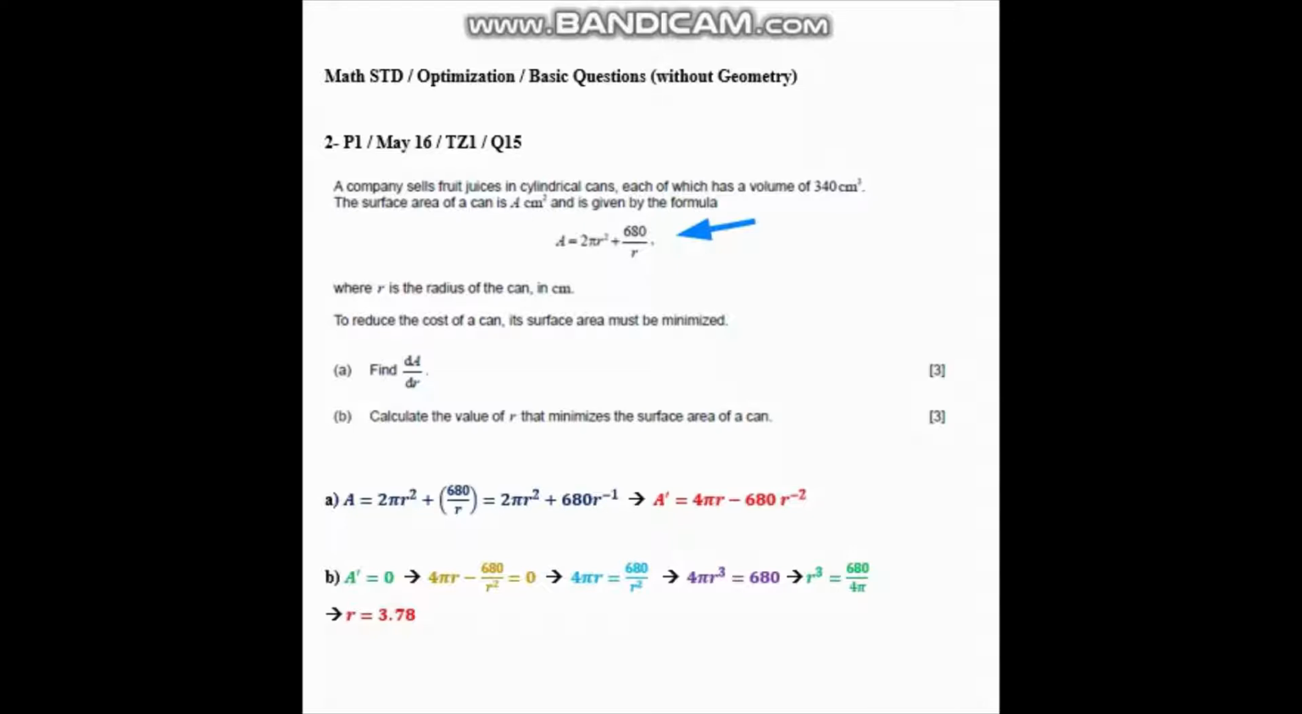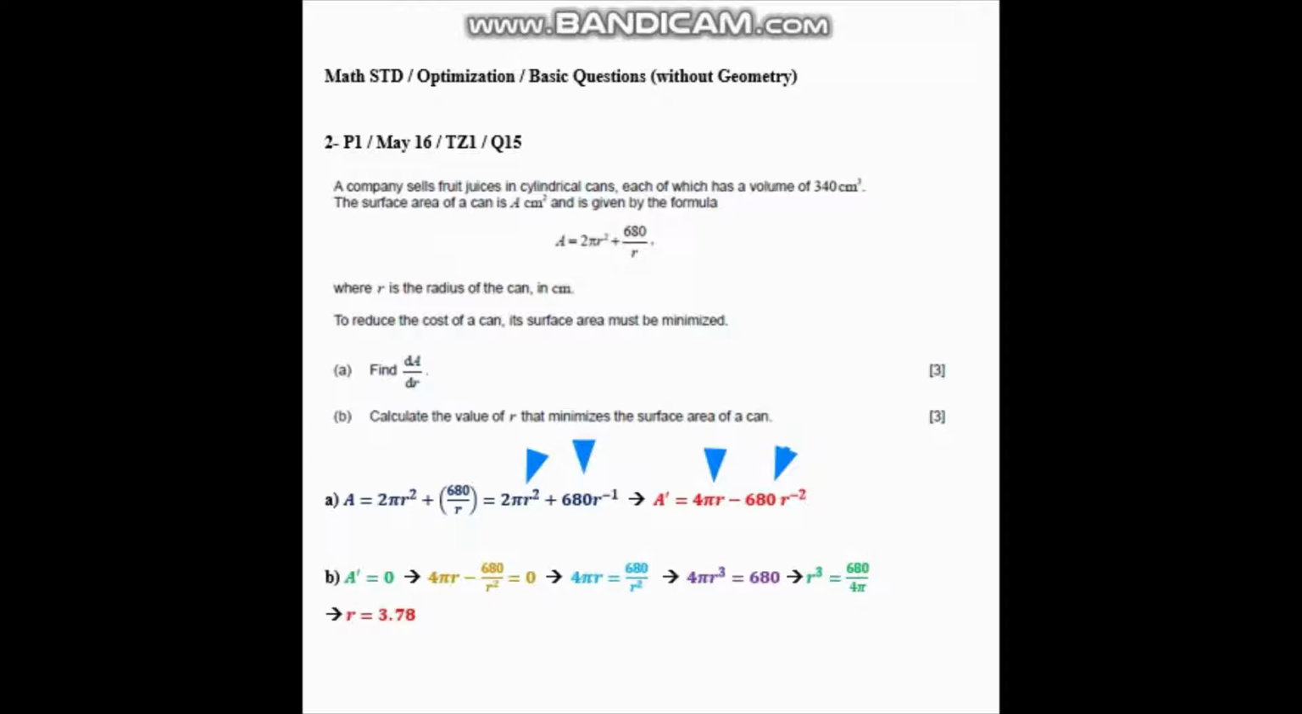In A, you are required to find dA by dR, which is simply the derivative of this expression. So I shall first rewrite the expression. This is the formula given in the question. I have rewritten it to look like this, where I've taken the R to the numerator and raised it to the power of -1. So these two expressions in blue are equivalent. This will help me in differentiating the function. Now, the first component of the expression, 2 pi r squared, becomes 4 pi r, and the second component becomes -680 r to the power of -2.